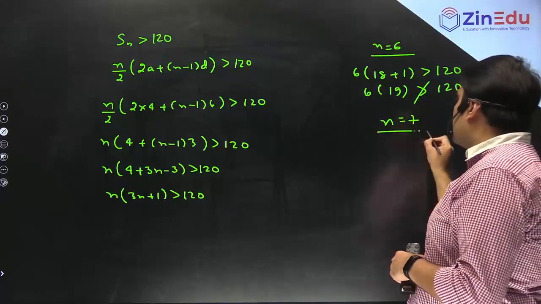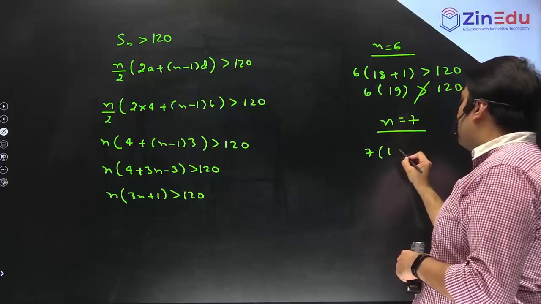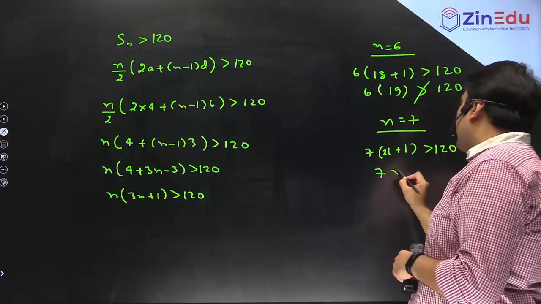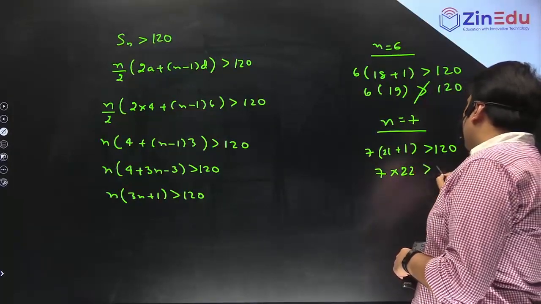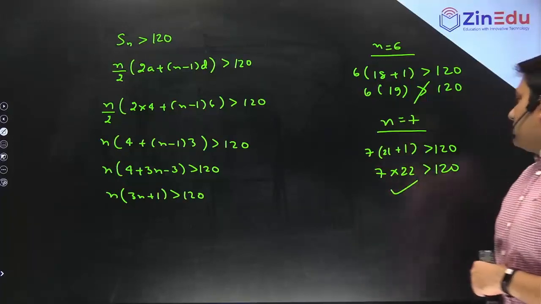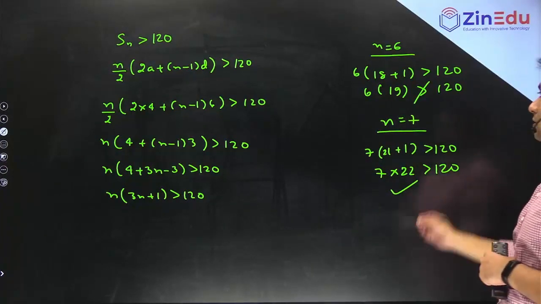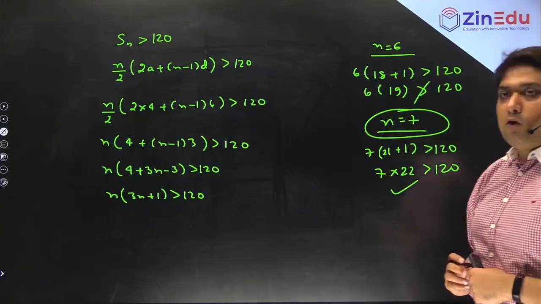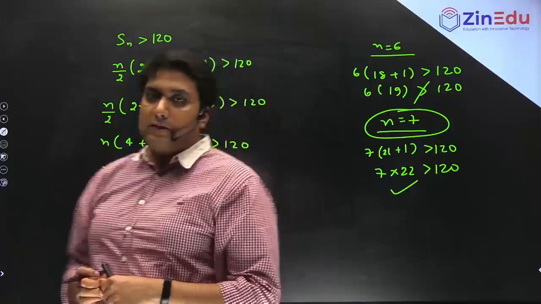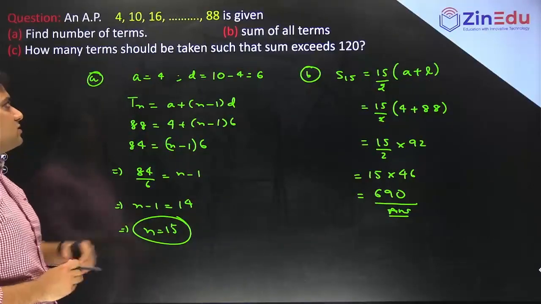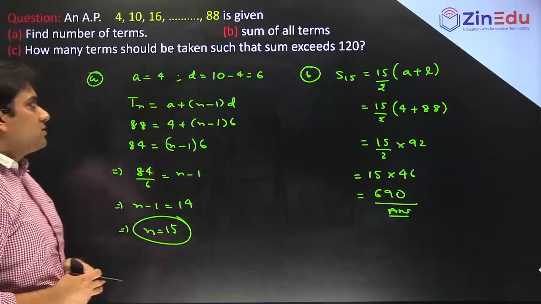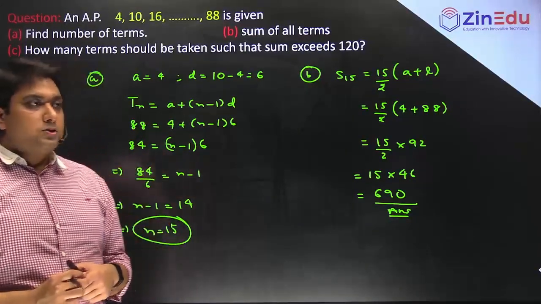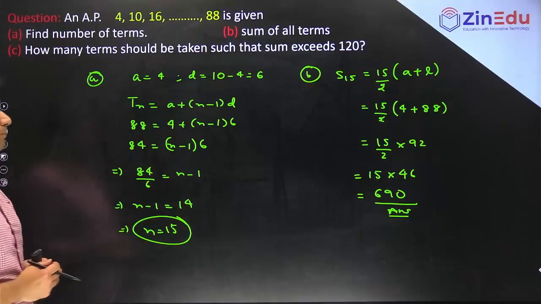So let us take n equals 7. So we will have 7 into 21 plus 1 greater than 120. Yes, 7 into 22 is 154, which is definitely greater than 120. So therefore the number of terms that are required to yield the result of sum greater than 120 would be 7. So if we add 7 such terms, we'll get a result greater than 120. Okay. So I hope that is clear to you.